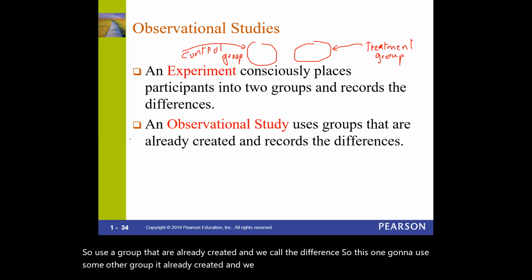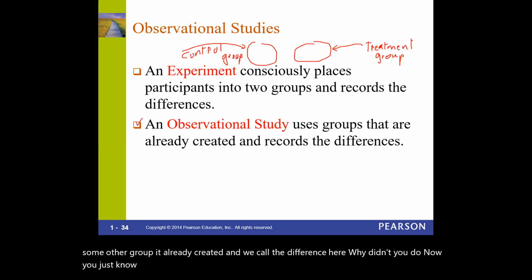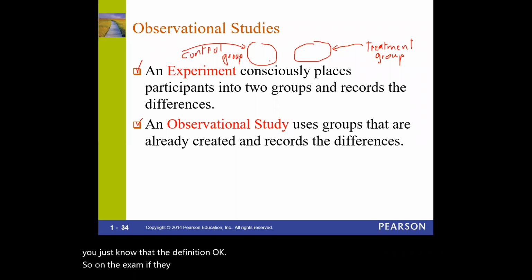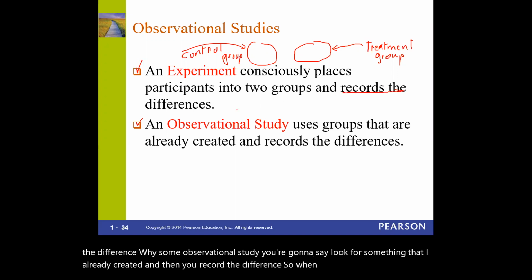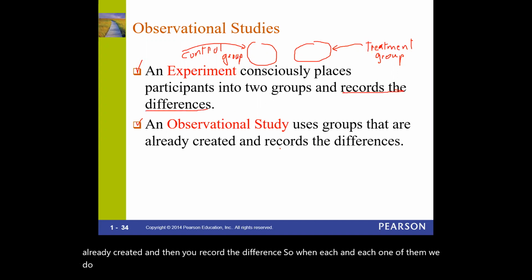Here, what you need to do now is just know the definition, okay? So on the exam, they say, what is an experiment? You can say two groups and we call the difference. What is an observational study? You're gonna say, look for something that is already created and then you will call the difference. So with each one of them we call the difference. That's something that is very important. We call the difference, okay?